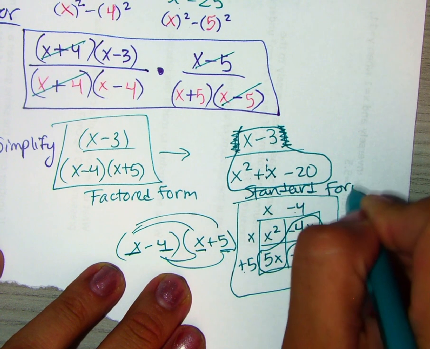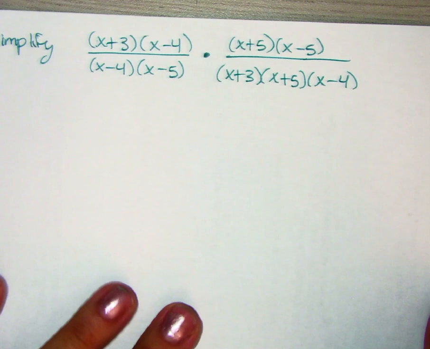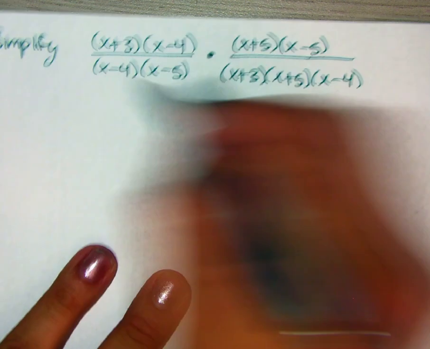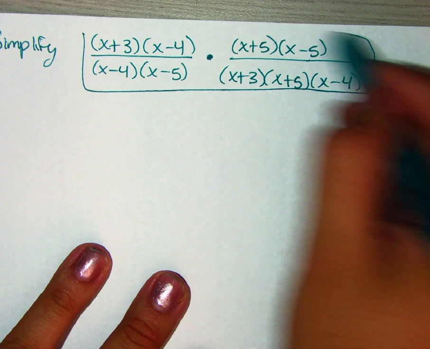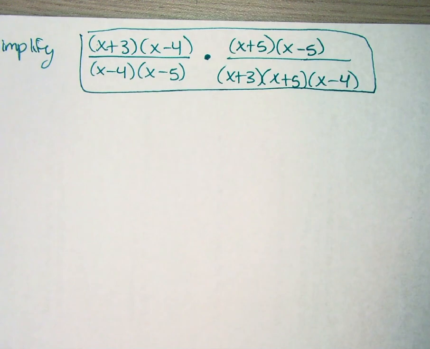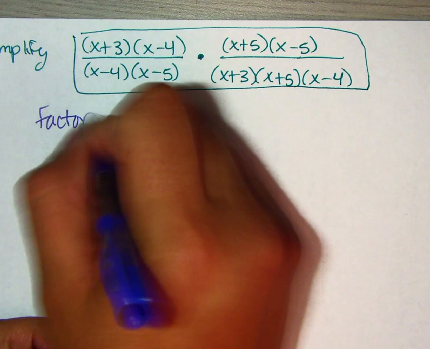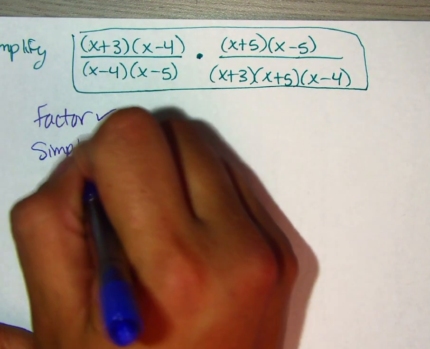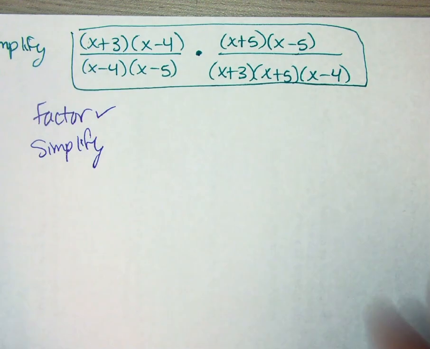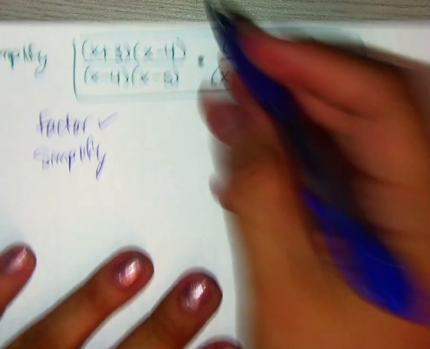All right, let's try one more problem. This problem is showing you that we're still multiplying and it's already in factored form. So you save yourselves the steps of factoring. So if we were to follow the steps, factoring is done. Next, we're going to simplify.